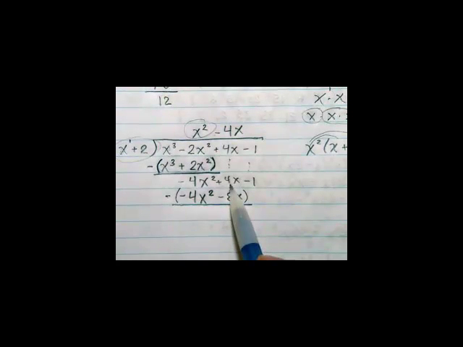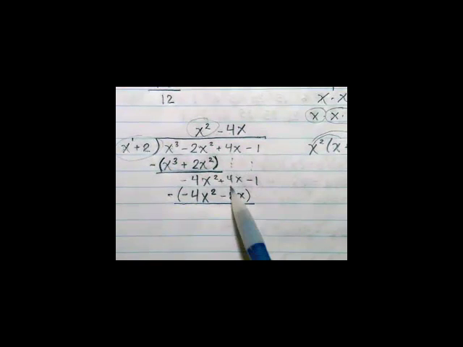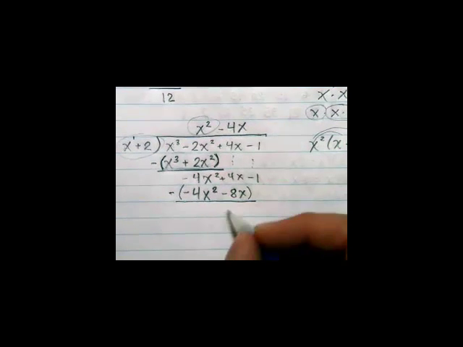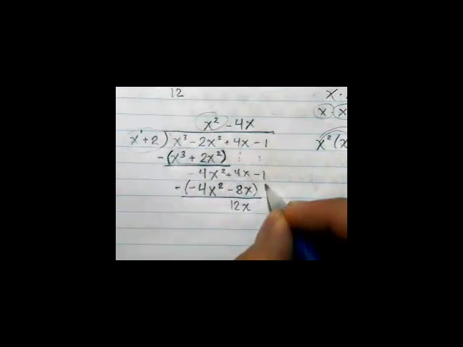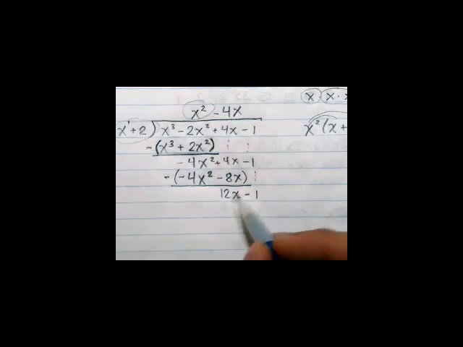Where did you get negative 8 from? Negative 4x times 2. You get negative 4x minus 1. So 4x minus negative 8x is 12x. I always forget that minus then. Oh, man. That's why I put parentheses around it, to remind myself to use it. So we got 12x minus 1.